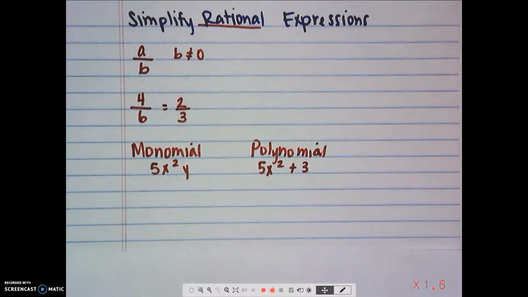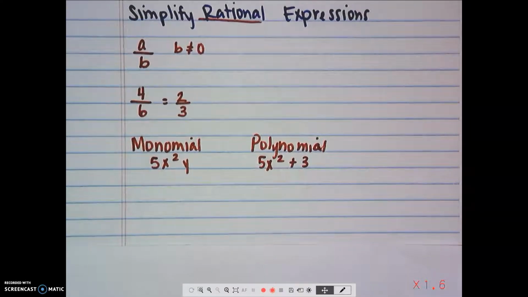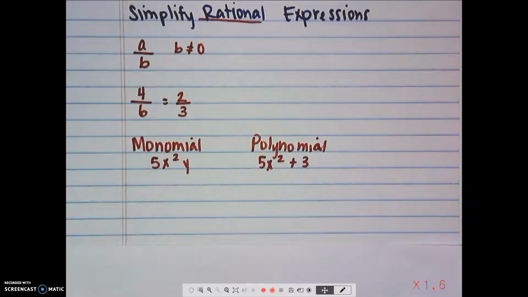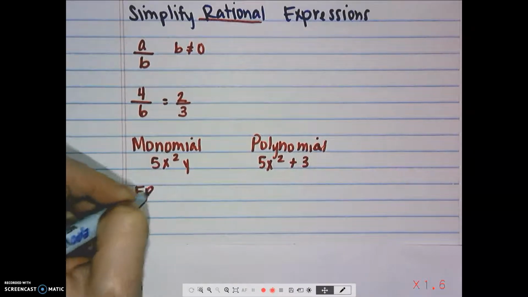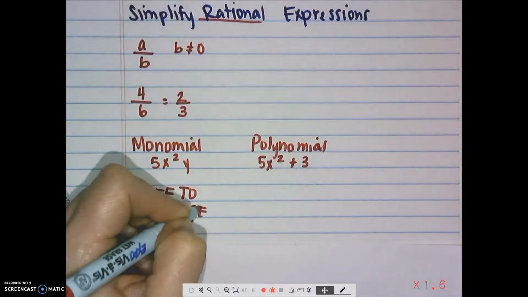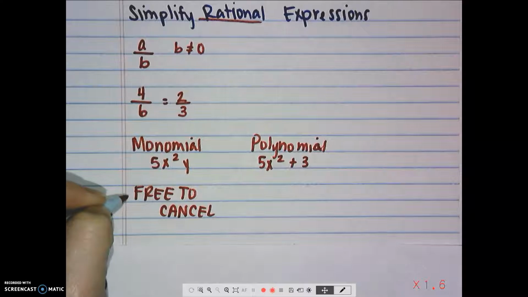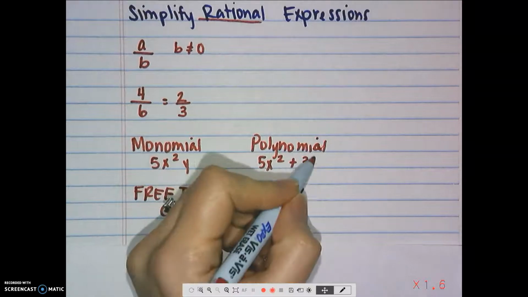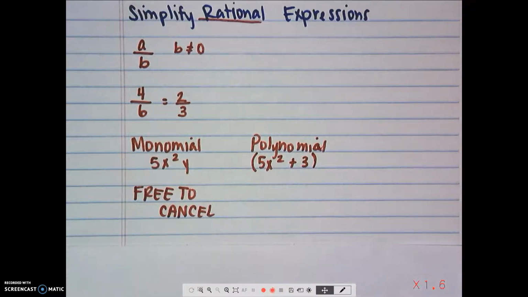As we're simplifying these, we can look at each of these pieces individually, and monomials are free to cancel. You can look at individual parts of them and cross them off. Polynomials, however, because there's this addition sign, or if it's subtraction, need to be kept together, and you cannot just cross off parts of those. We have had some conversation about that in class in the past.